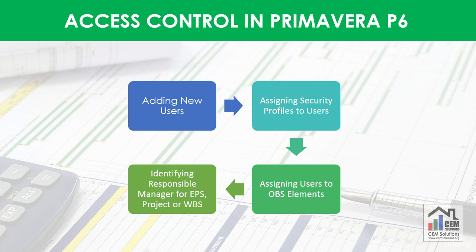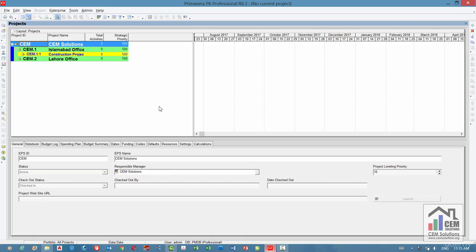Now let us see an example of access control in Primavera P6. First, let's create a new user. Do keep in mind that if you have a single user license of Primavera P6, then you will not be able to add new users. You can see how many users you can create in your software license, which you can find in your software package.